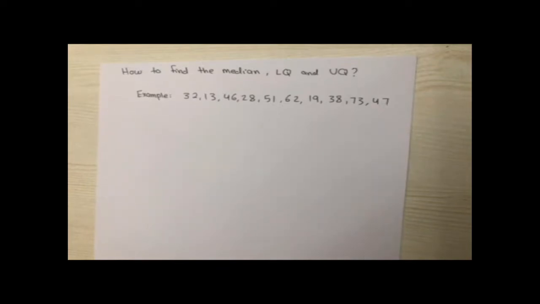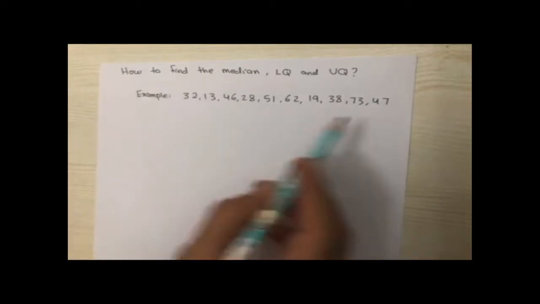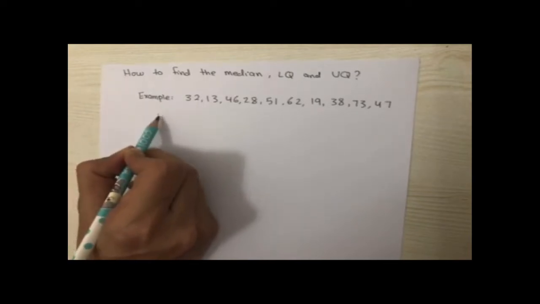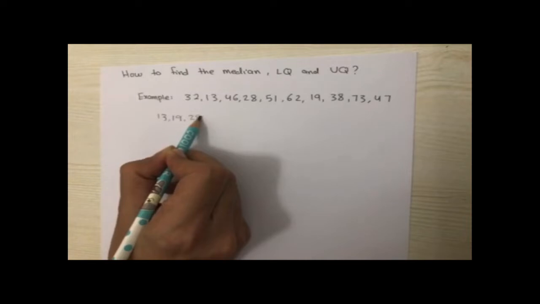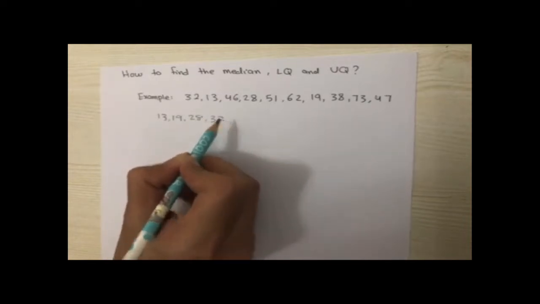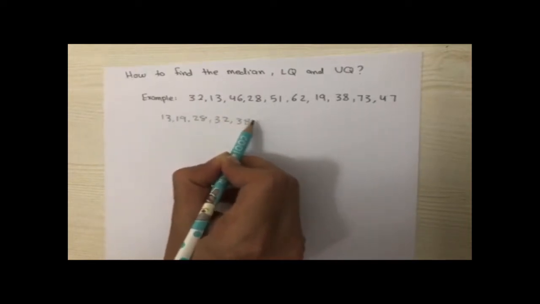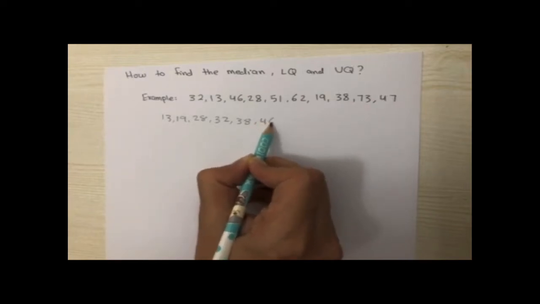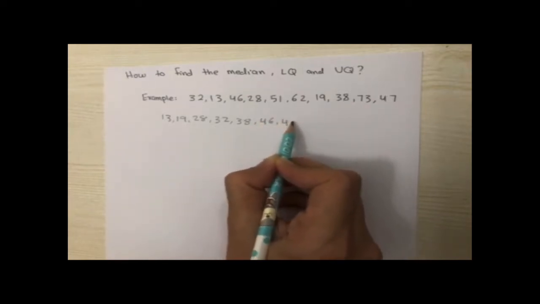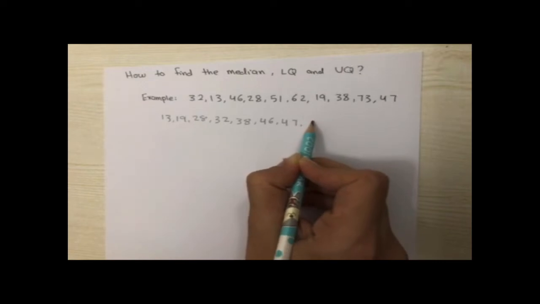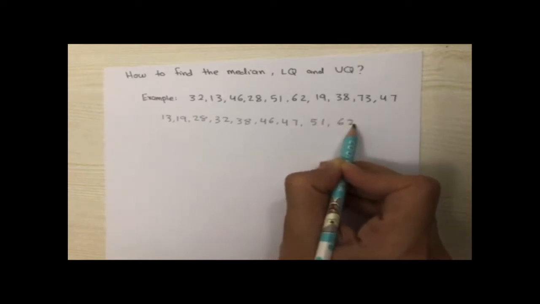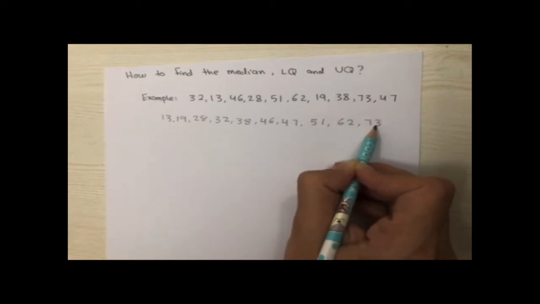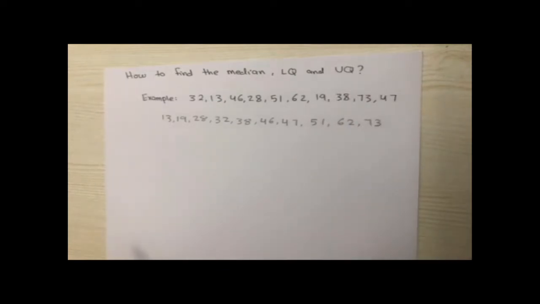To order the numbers from least to greatest. In this example, the least number is 13, then 19, 28, 32, 38, 46, 47, 51, 62, and 73.